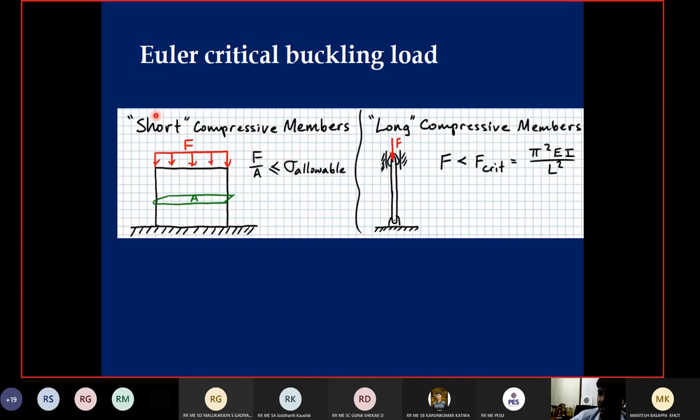In short, if it is a short column subject to some type of loading, it could be any type of frame, you divide by A, that is force by area, which gives you the stresses, and you compare that with the member's or the material's allowable stresses. If it is within that, it is safe. When it comes to long compressive members, you are supposed to take Euler's critical loading, and then find the critical stresses also, in order to find whether the system is safe or not. That's the very important thing you should know whenever it comes to long columns.